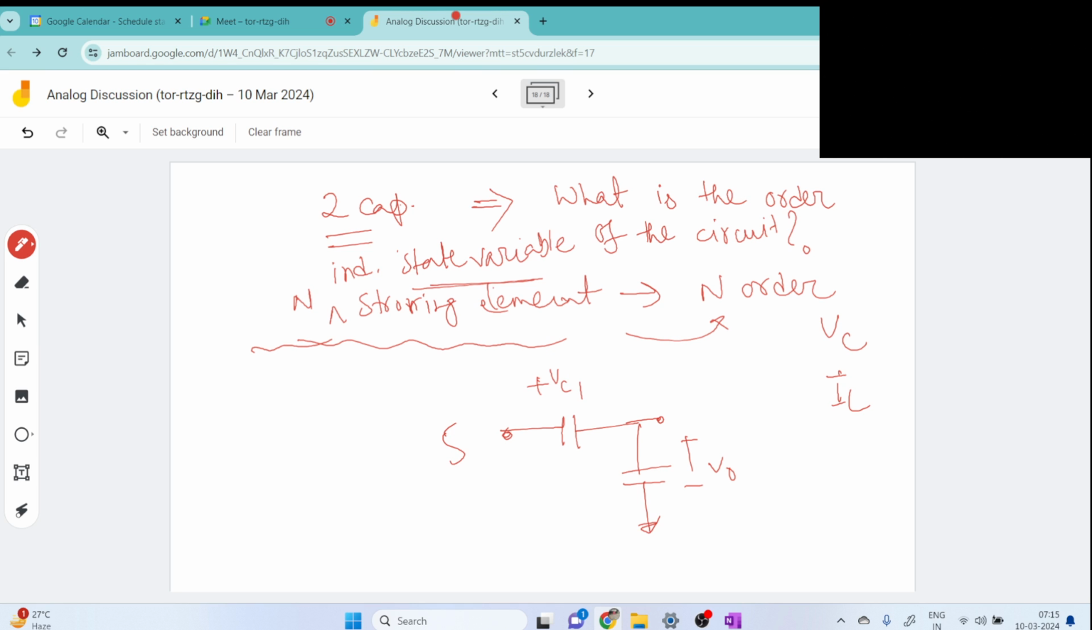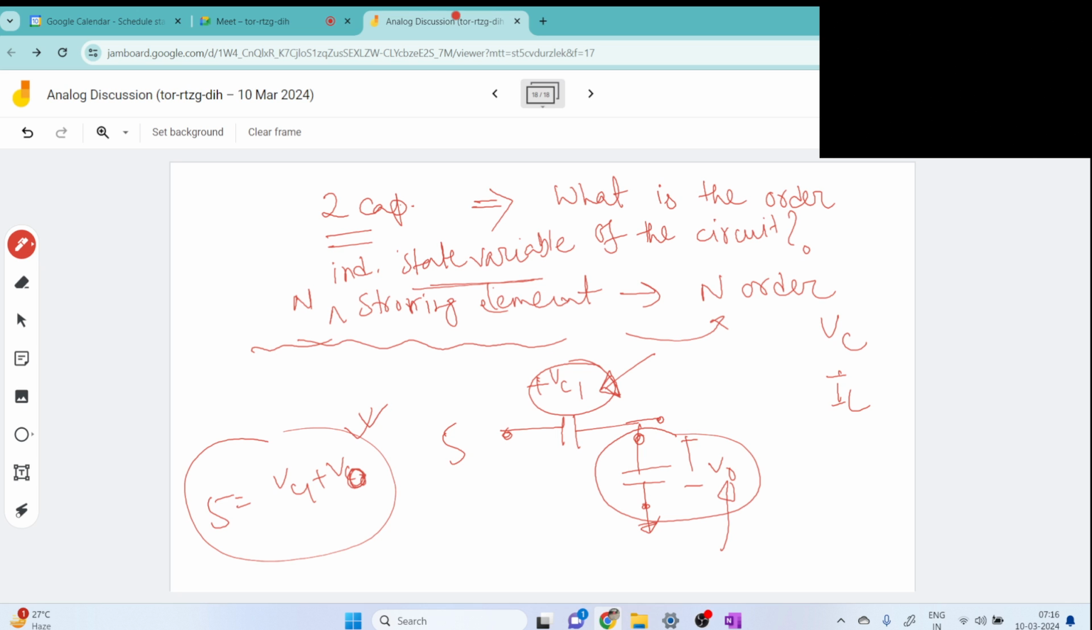Now, if we make one of these, V out or VC1, fixed, then V out will be VC1 plus VC2. If we make this voltage fixed, the other will automatically be fixed due to this KVL. So we have only one accessible component here. The other one is dependent on the other.